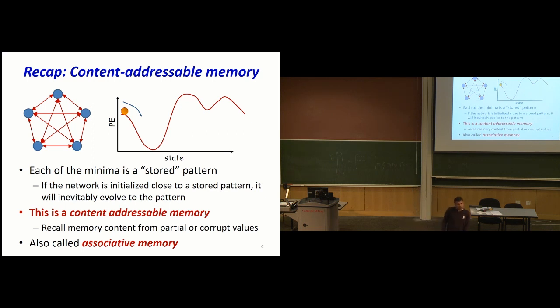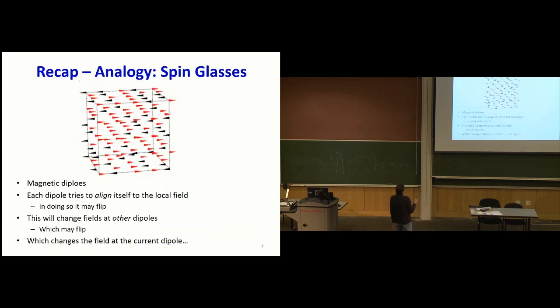And the network actually is a content addressable memory in the sense that if you start off with some random pattern, that random pattern is going to recall the closest stored pattern. So it's almost like if you have a partial recall of the pattern that the network has stored, it can evolve and give you a full recall of this pattern. So it's a content addressable memory, also called an associative memory.